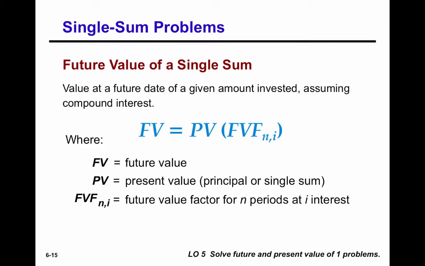This computation, of course, looks very similar to the one I showed you earlier for the calculation of the future value of a single sum. The only difference is here it's referring to the factor from the table. That's what the FVF is here, the future value factor for n periods at i interest rate.